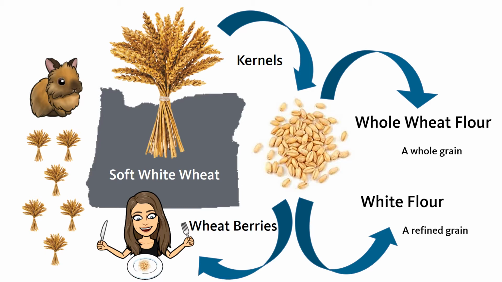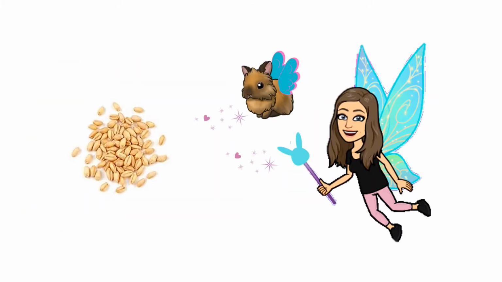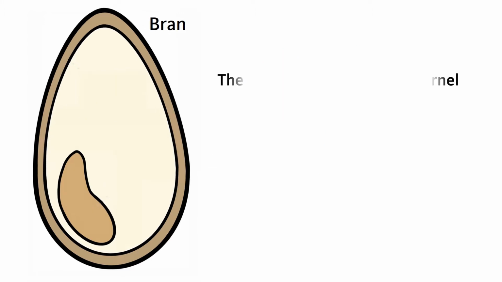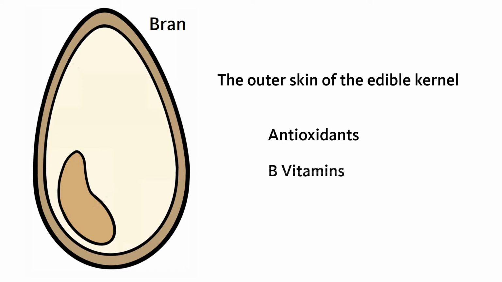What exactly does it mean when we say whole and refined? Let's imagine taking a single wheat kernel and blowing it up, and then cutting it in half. It would look something like this. As you can see, the grain kernel has 3 different parts. These parts are called the bran, the endosperm, and the germ. The bran is the multi-layer outer skin of the edible kernel. It contains important antioxidants, B vitamins, and fiber.